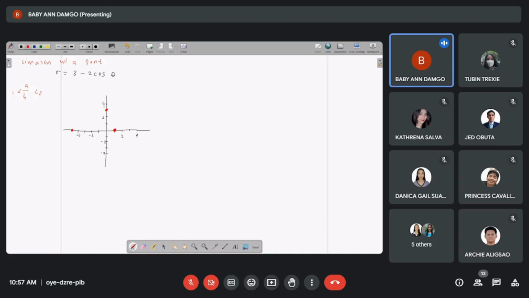Okay, so this is the graph. So we have 3 minus 2 cosine theta. Okay, so this is the graph. Murag apple siya. Okay, question?